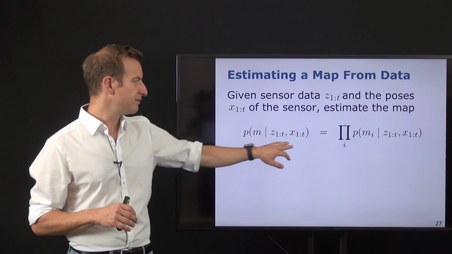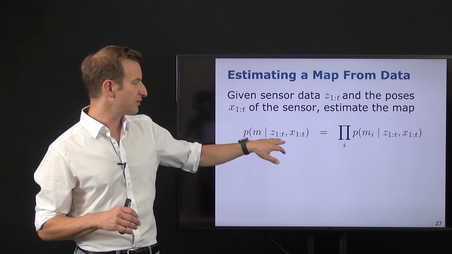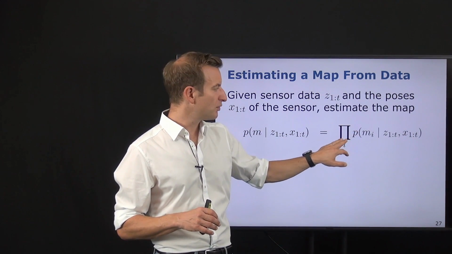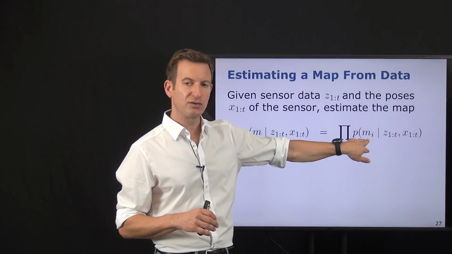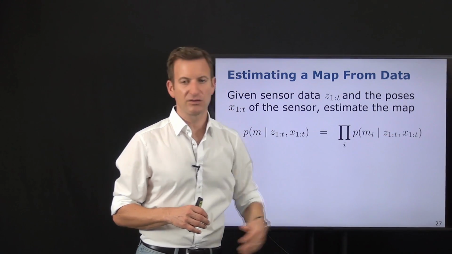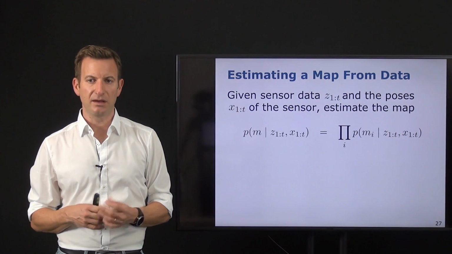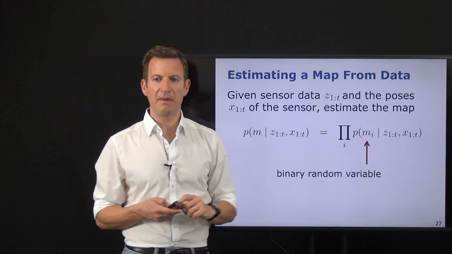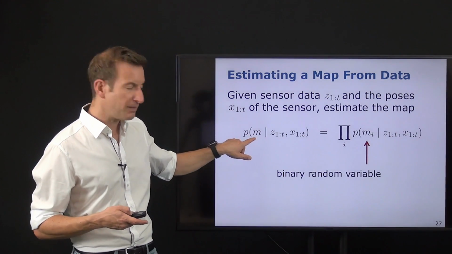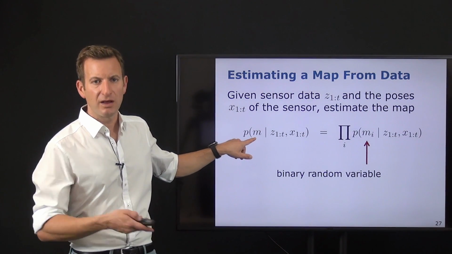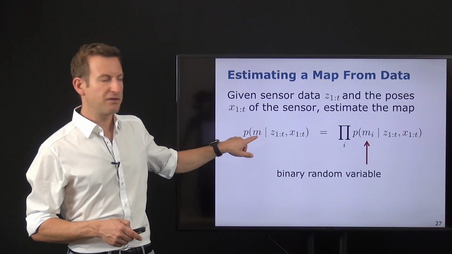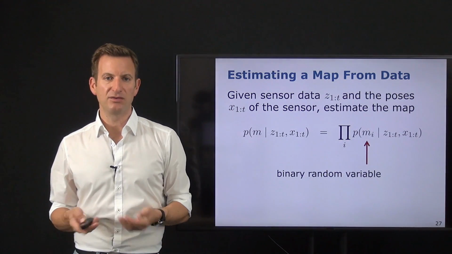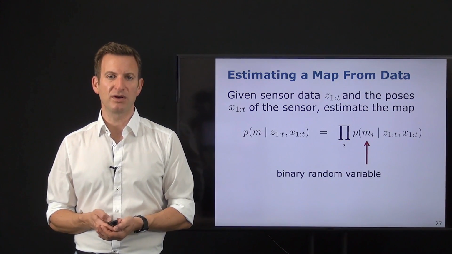And this joint belief, given sensor data and position information, can be broken up into this product of the probability that a certain cell is occupied or free, given the sensor data and given the pose information. So these guys here are binary random variables. This is not a binary random variable because it contains a large number of binary random variables. This is the whole map, this is an individual cell, and the individual cell is represented with a binary random variable.